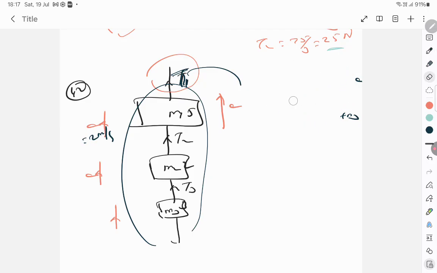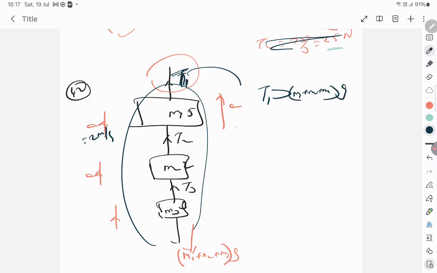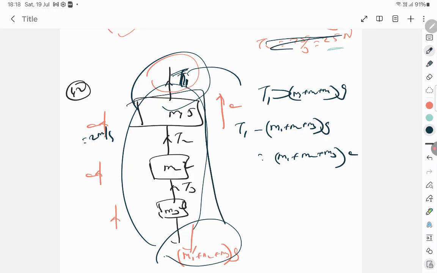You understand that there is also gravity which is going to pull it down, which is M1 plus M2 plus M3 into G. It's going to go up, so the up force is greater than the down force, which is M1 plus M2 plus M3 into G. The net force is T1 minus M1 plus M2 plus M3 into G, which will be equal to M1 plus M2 plus M3 into acceleration A. The up force minus the total downward force of all these 3 masses is equal to M1 plus M2 plus M3 into A.